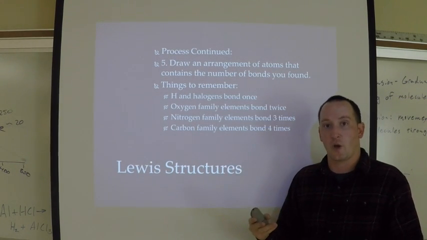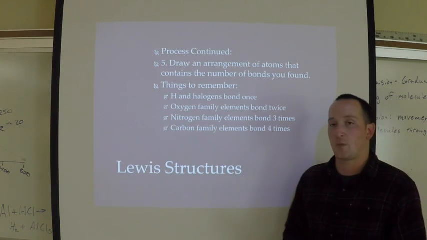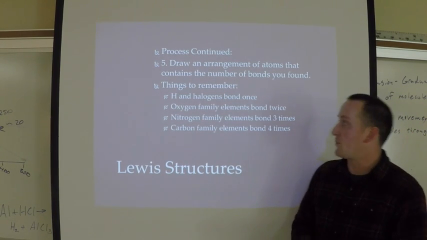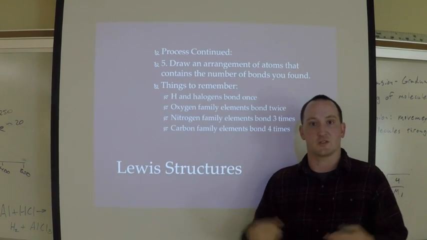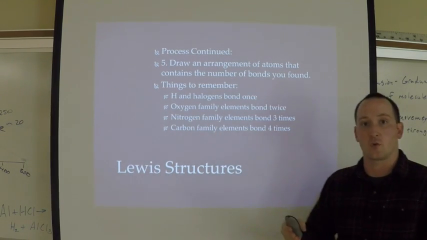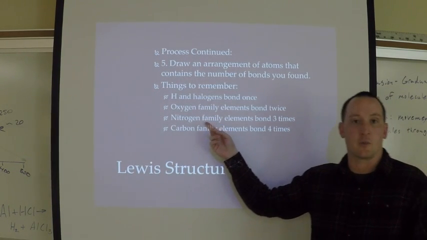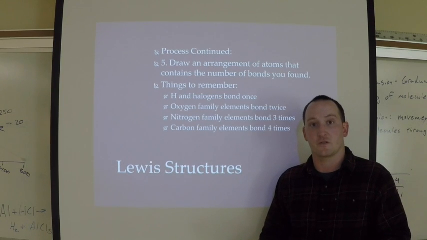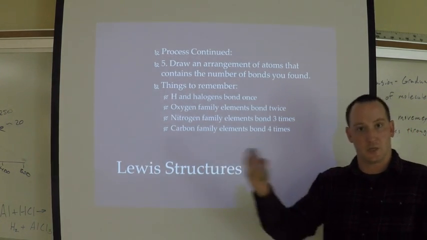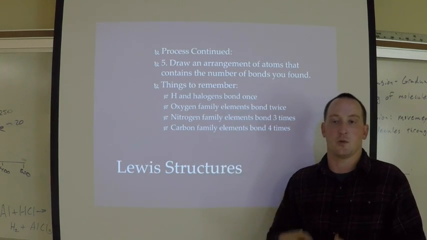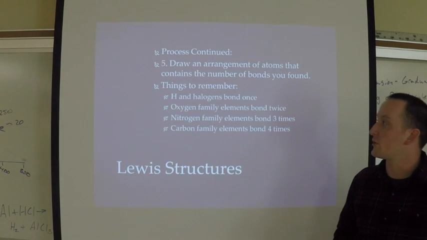Oxygen elements will bond twice. Nitrogen family elements will bond 3 times, and then carbon family elements will bond 4 times. And what that means is if the element is in oxygen's column, it'll bond twice. So something like sulfur. Sulfur's right below oxygen, which means it also wants to bond twice. Another element that would be in the nitrogen family would be phosphorus, or P. That wants to bond 3 times. And then the carbon family would be anything in carbon's column. So carbon, silicon, those are ones that are going to want to bond 4 times.